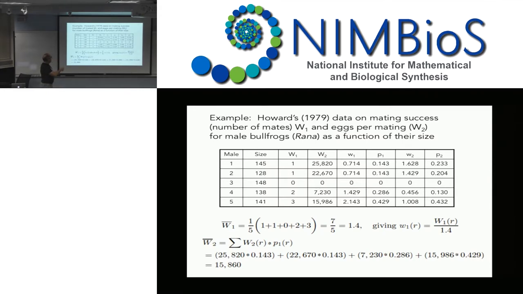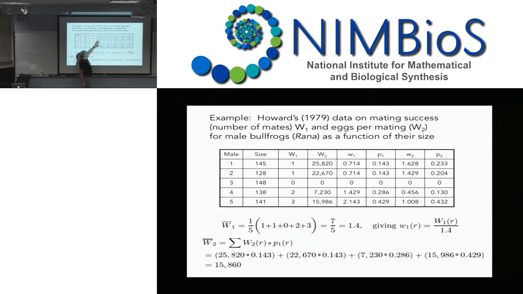So capital W1 is absolute, little w1 is relative. P1 now is the fitness-weighted proportions of these individuals. So instead of being 1/5, for example, this individual basically counts twice as much. Is that why it's got 2 mates? This individual counts 3 times as much. Why? Because it has 3 mates. So you're basically doing a fitness-weighting of the individuals. And that's what the P1 is. So then, we'll come back to that question in a second.